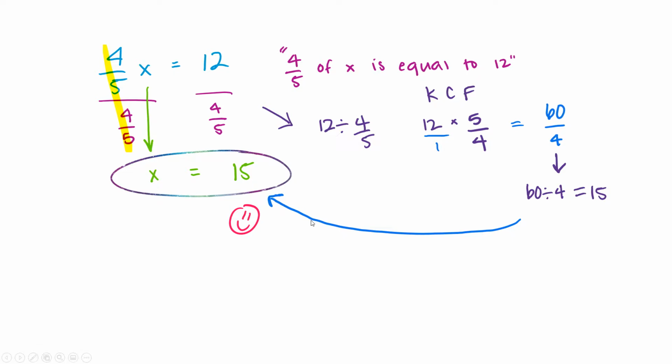Okay, and then remember your last step is to check your solution, which I didn't do, but make sure you check your solution to make sure it works. So 4/5 of x, if I were to put that up here, it would be 60 divided by 5, which is 12. So then it would work.